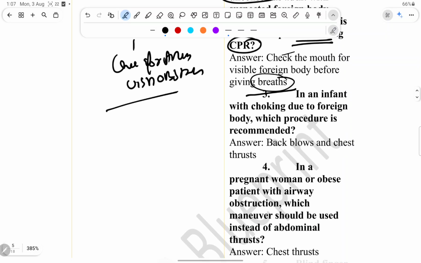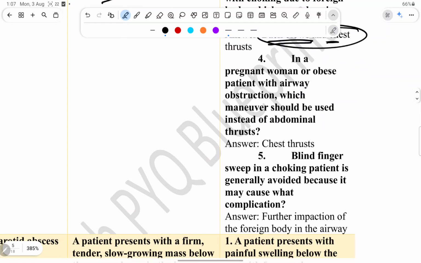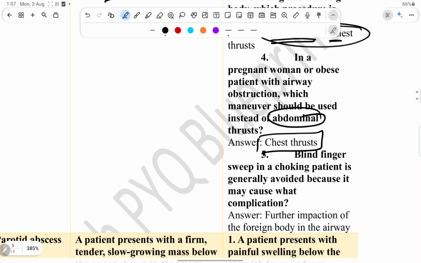In an infant with choking due to a foreign body, which procedure is recommended? Since we cannot give the Heimlich maneuver as the child is small, we give back blows and chest thrusts. In a pregnant woman or obese person with airway obstruction, which maneuver should be used instead of abdominal thrust? Abdominal thrust cannot be done, as it can cause fatal damage. We only give chest thrusts.